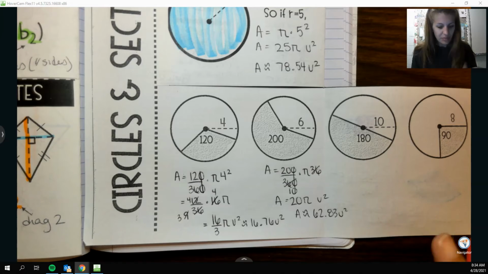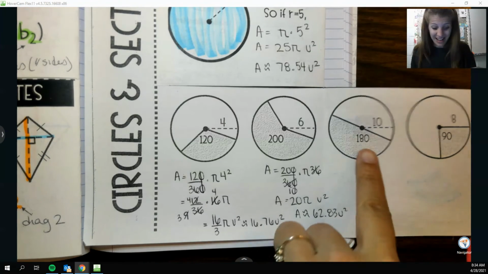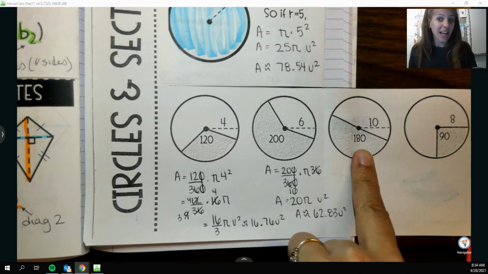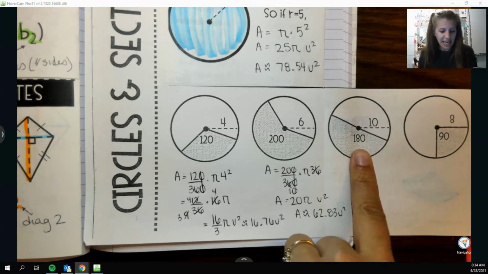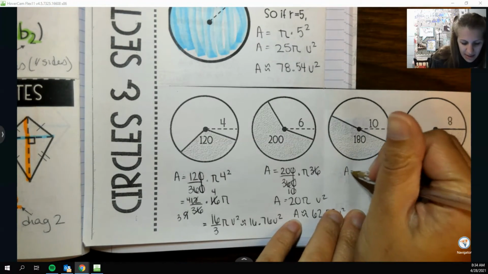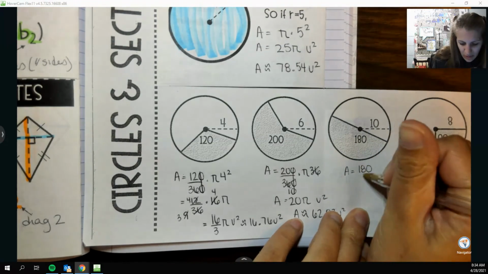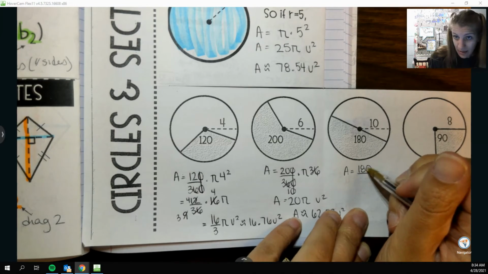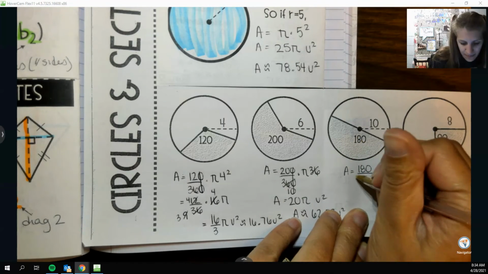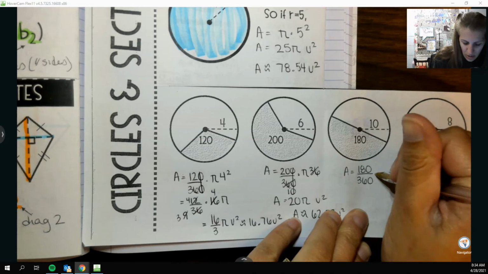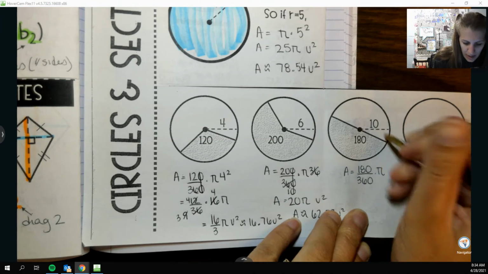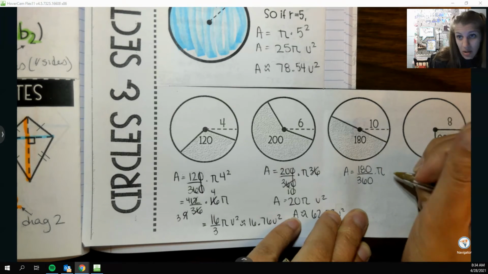Okay. Which, speaking of, this is exactly half. 180 degrees is exactly half. You could do that right off the top if you wanted, but let's just be straightforward with it. So we're going to do the amount of degrees I want to eat of the pizza out of 360, the total, times our pi r squared, which is 10 squared, so 100.